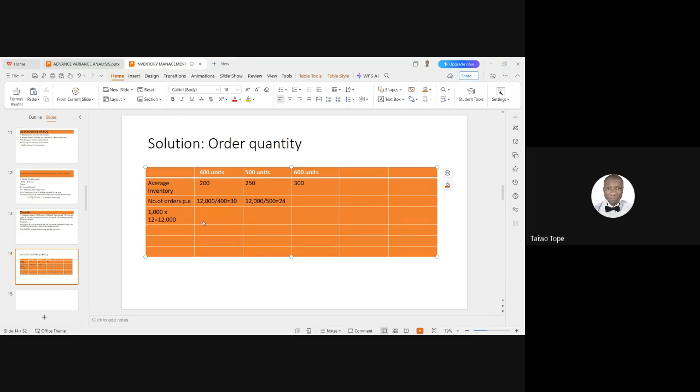But now I want to know the number of orders. If you are getting 400 units per order, what is the total order in that year? Okay. Another question. What is the essence of this average inventory? The essence of the average inventory is that for you to get your holding cost, you need the average inventory. So we are coming there too.